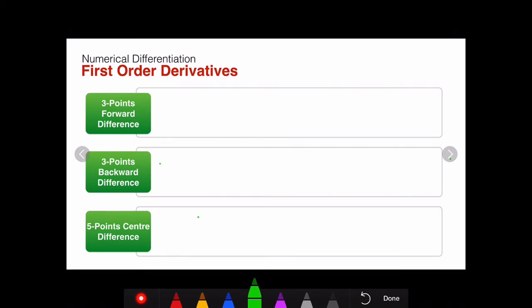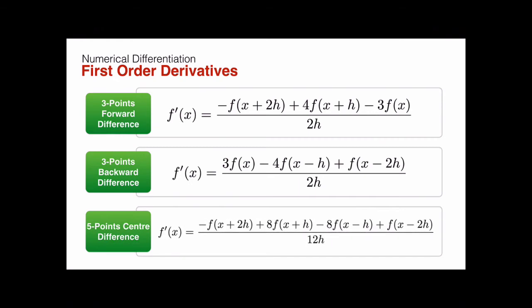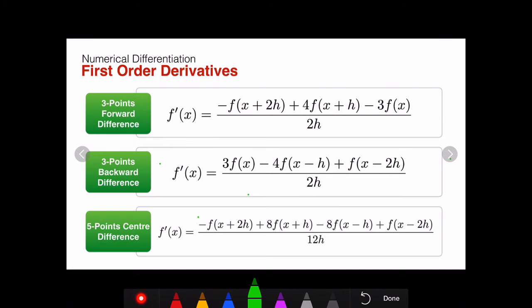So what is the difference here? These are the three formulas we have. Mainly, we have the 3 point here, meaning that you see this one, this is x plus h, x plus 2h. So we are moving forward. That's why we call this the forward difference. And we have 1, 2, 3 points. So that's why this is the 3 point forward; you're moving forward, so we call it the forward difference.